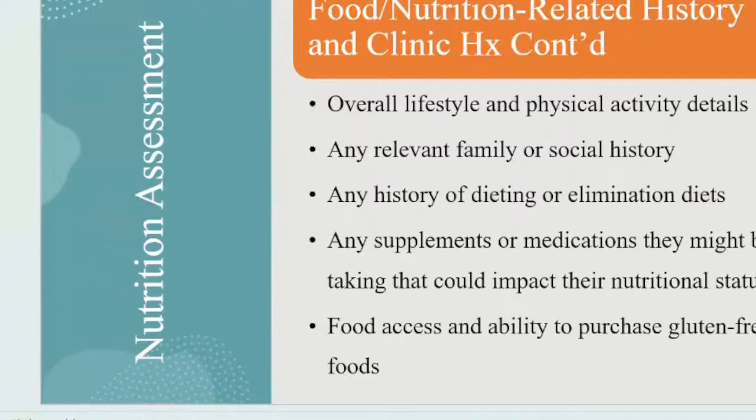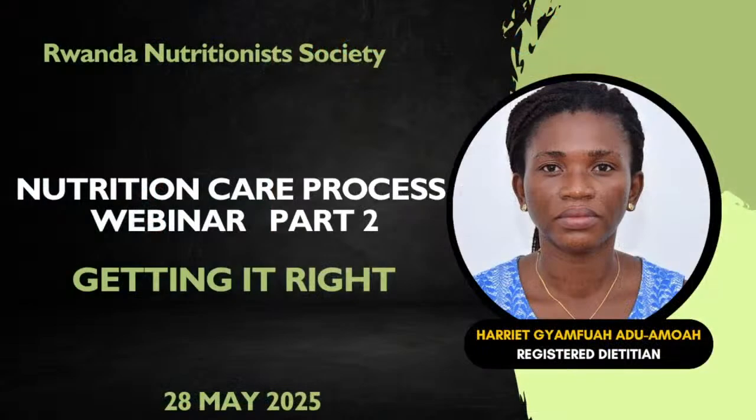Okay, and then we continue with the food and nutrition related history, including clinical history, that's the overall lifestyle, the activity level of the person, any family history or social history. Because most of the time, people with celiac disease, because it's an autoimmune disease, you find that they have other family members who also have some form of autoimmune disease, or even type 1 diabetes, because some of them are predisposed to that. It informs you to make your implementation or the intervention better.